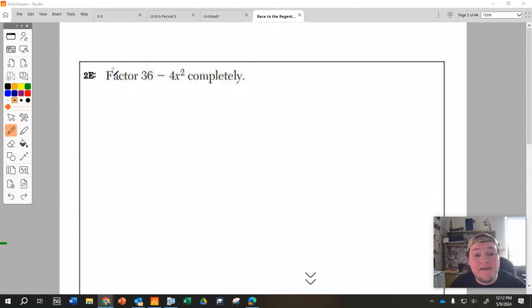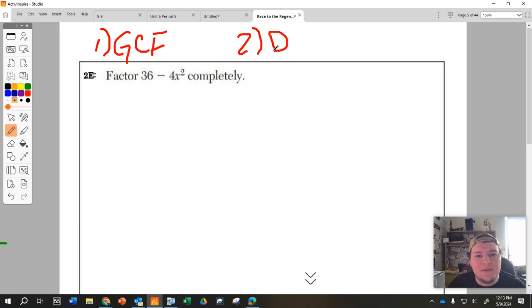Question 2E, factor completely. How many times does factor completely mean factor? Remember? Factor completely means factor twice. You've got to know the factoring techniques. So we've got GCF, followed by DOTS, which is number 2. And number 3 is the one that's probably most common, trinomial.